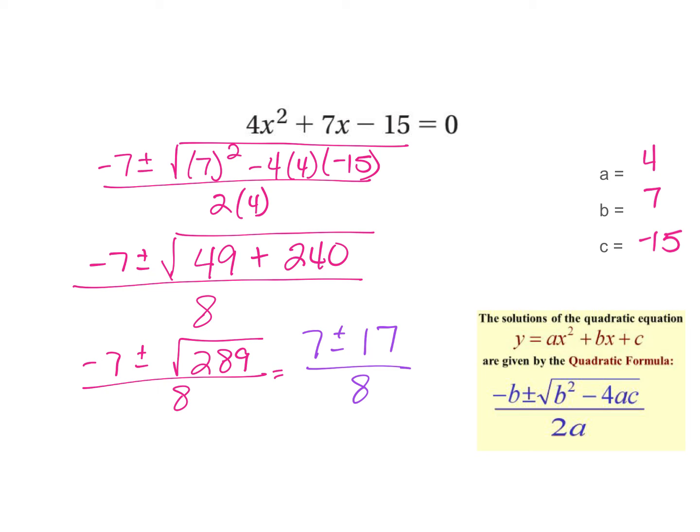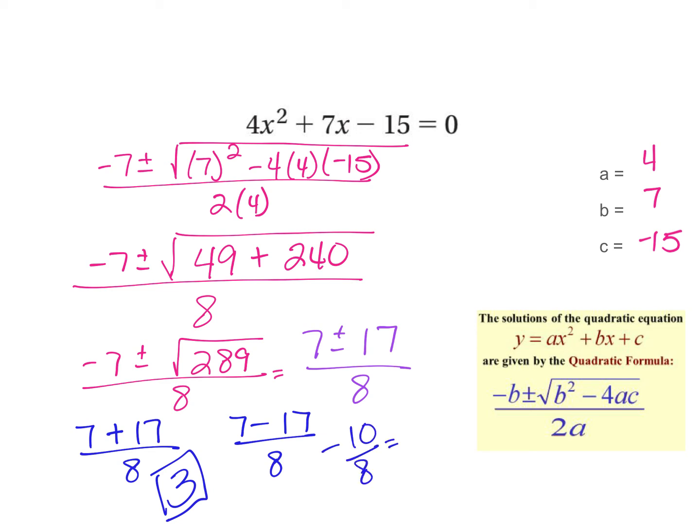So I'm going to do this twice. So we would have negative 7 plus 17 over 8, negative 7 minus 17 over 8. So when I end up solving this, negative 7 plus 17 is 10, which divided by 8 would be 5 over 4. And then I would have negative 7 minus 17, which is negative 24 over 8, which would be negative 3.